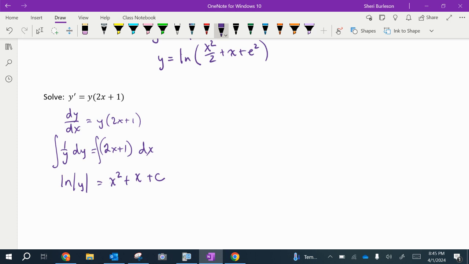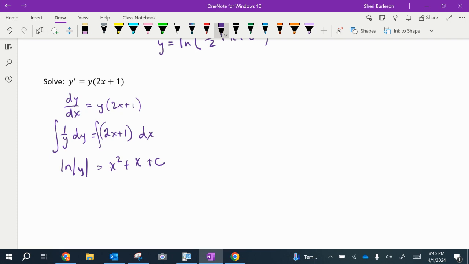So to solve for y, I need to convert from a logarithm to an exponential. So that's going to over here give me e to the x squared plus x plus c. And I don't need the absolute values when I convert my natural log into an exponential. The y is on that side. I don't need the absolute values because e to any power will be a positive number. So I don't need the absolute values to say y is for sure positive because it has to be.